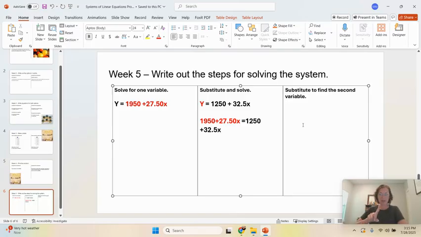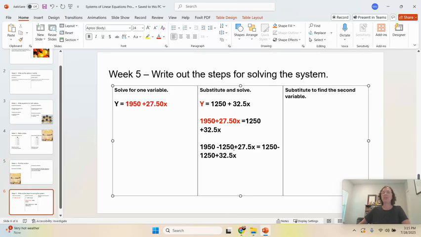So here's the tricky part. I'm going to move the 1250, okay? You might say, Dr. May, how are you going to do that? I'm going to show you. I'm going to subtract the 1250 from this side of the equation. And I got to subtract it from both sides of the equation.